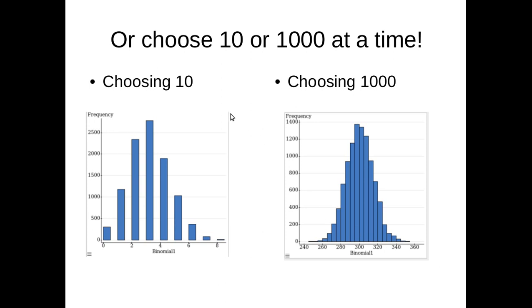But what if you chose, instead of 10, you chose 1,000? You're going to have an expected value of 300. And you see the shape of this distribution is looking a lot more normal. The shape looks more symmetric than this one, which seems to rise and fall, where the two edges look like they have a different shape. But here, the rise and the fall look like they're about the same.